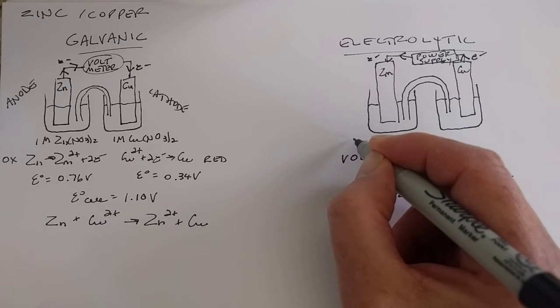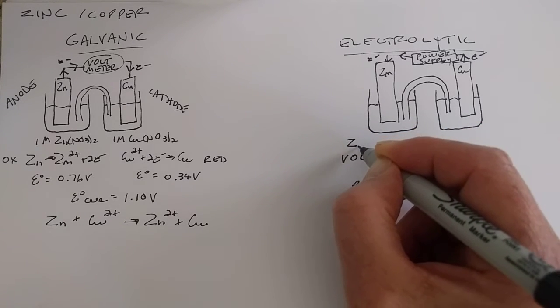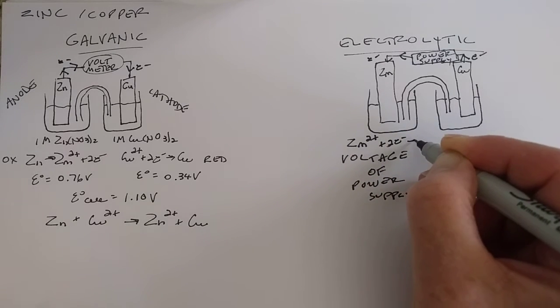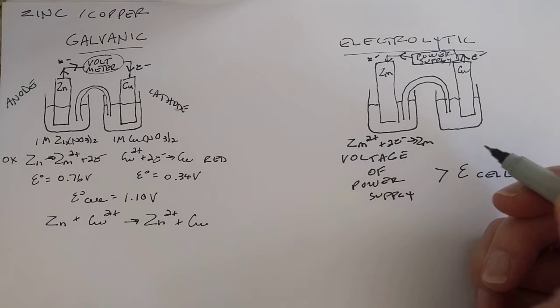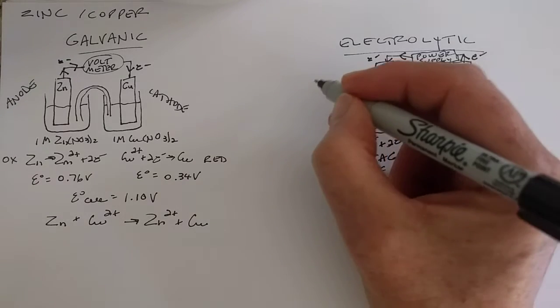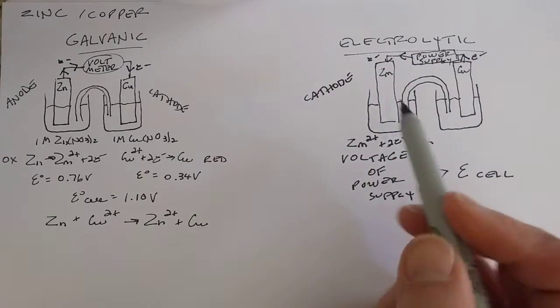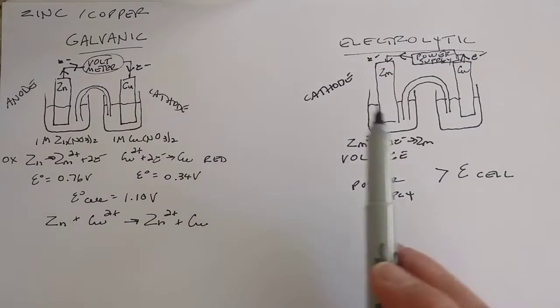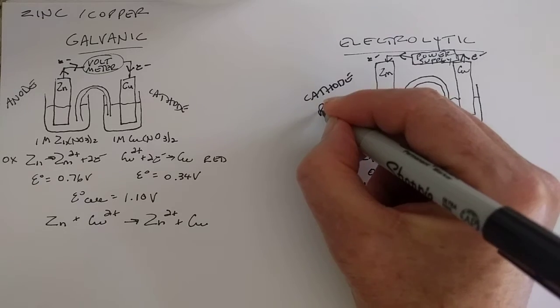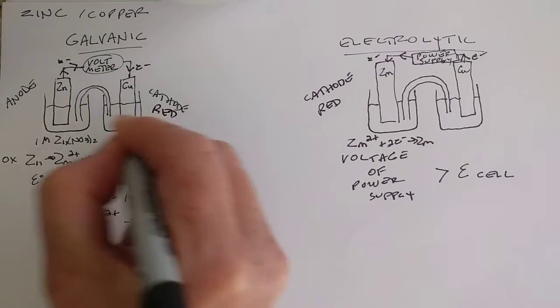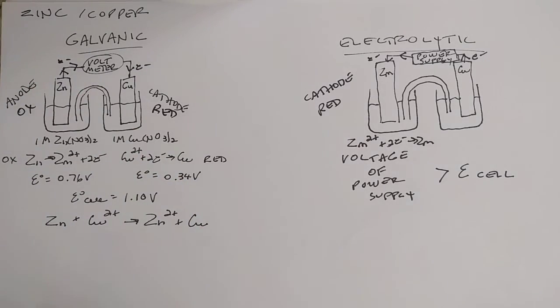So over here, the zinc ions are going to take the electrons and become zinc metal. So the zinc becomes the cathode. You always have reduction at the cathode, no matter what type of cell you have. Cathodes are reduction, anodes are oxidation.